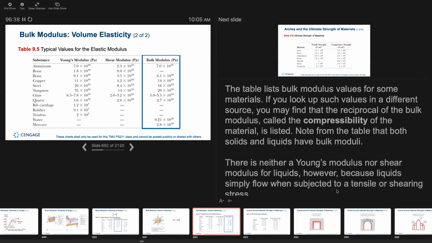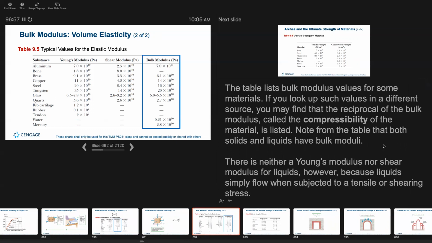The table lists bulk modulus values for some materials. If you look up such values in a different source, you may find that the reciprocal of the bulk modulus, called the compressibility of the material, is listed. Note from the table that both solids and liquids have bulk moduli. There is neither a Young's modulus nor a shear modulus for liquids, however, because liquids simply flow when subject to a tensile or shear stress.